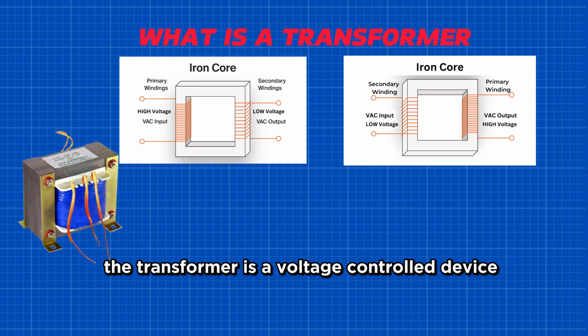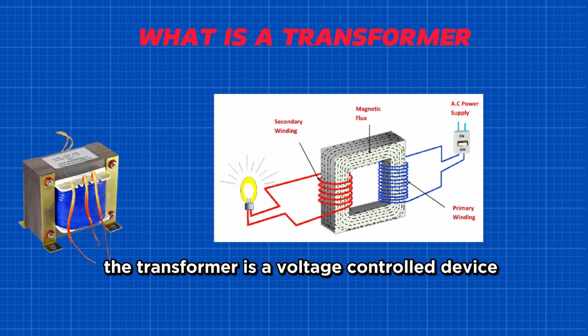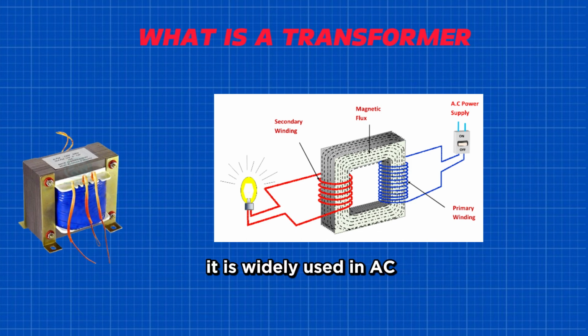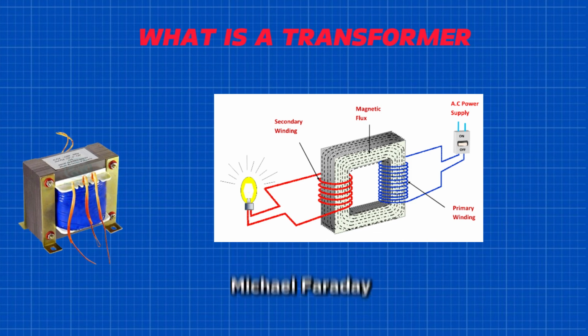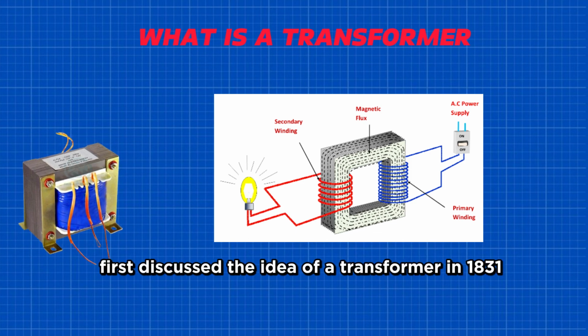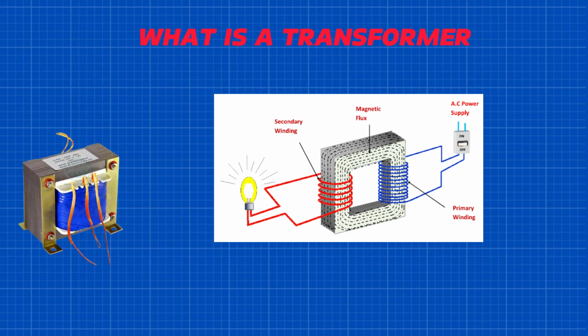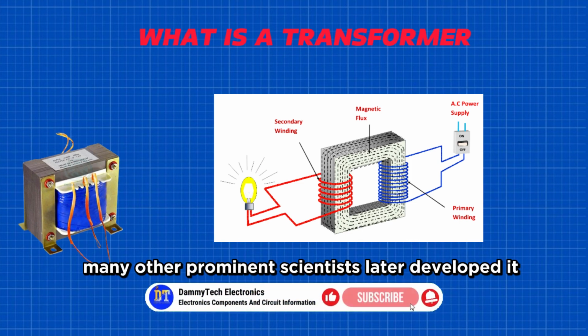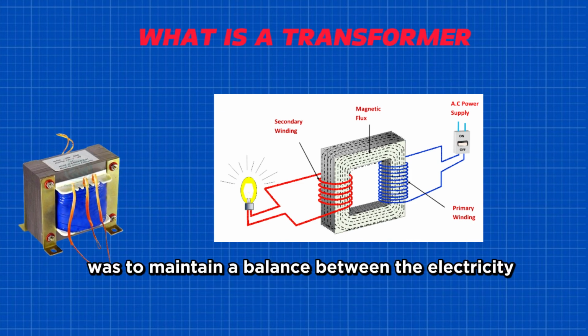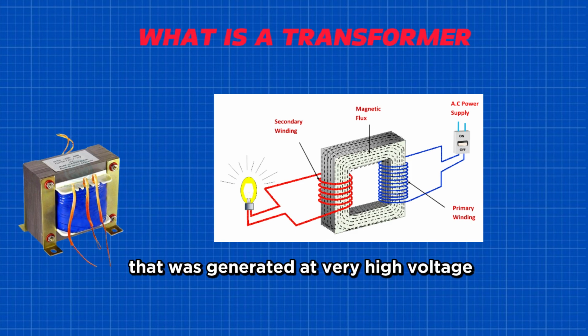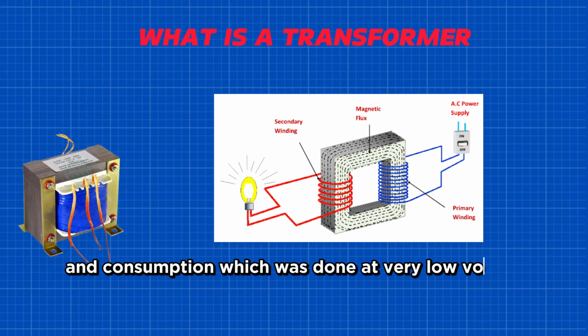This keeps the system input and output power equal. The transformer is a voltage-controlled device. It is widely used in AC power distribution and transmission. Michael Faraday first discussed the idea of a transformer in 1831. Many other prominent scientists later developed it. However, the general purpose of using a transformer was to maintain a balance between the electricity that was generated at very high voltage and consumption, which was done at very low voltages.